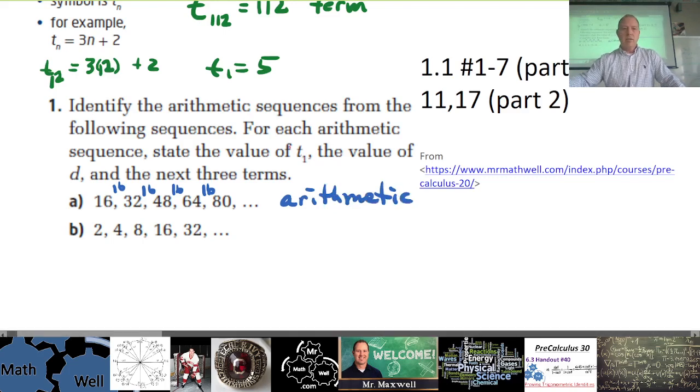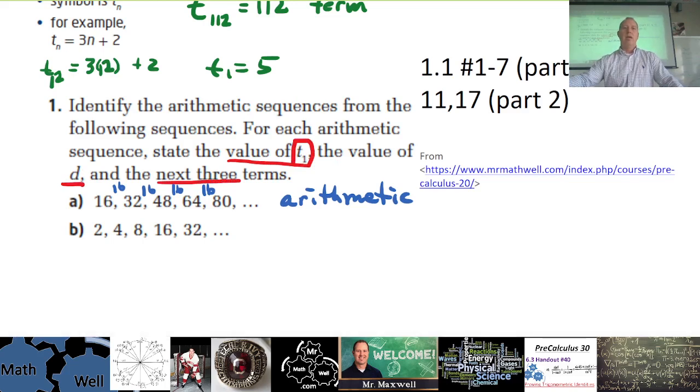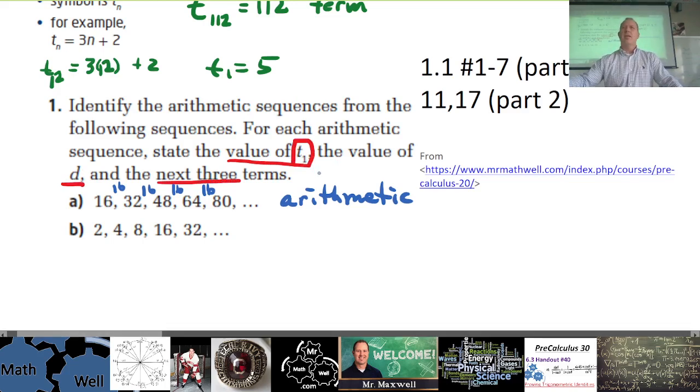Now, with arithmetic, we also need to state the value of T1 and the value of D and the next 3 terms. So let's do that for A. T1, what does T1 represent again? Term 1. Very good. So T1 is 16. It's the first one that's listed. Okay, D. Well, we did find D in order to identify whether this is arithmetic. So D is 16. Right on. And we could double check that by checking the difference between each successive number. So 32 minus 16, 16. 48 minus 32, 16. And so on. So yeah, the difference is 16.